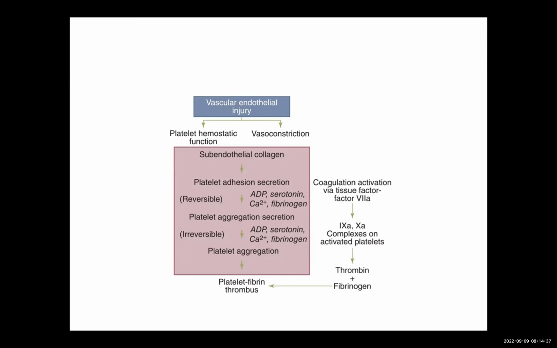This is also a part of the intrinsic and extrinsic coagulation pathway, which will be shown later. This whole procedure is activated by coagulation activation via tissue factor, that is factor 7A, which is followed by factor 9A and factor 10A complexes on activated platelets. And this finally leads to the reaction of thrombin and fibrinogen, which finally leads to formation of a platelet fibrin thrombus.